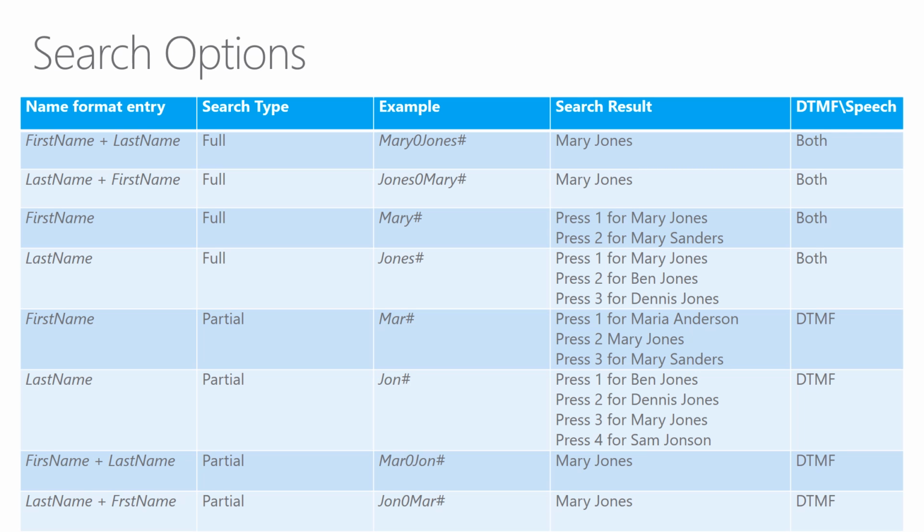So what are your search options? You can use both DTMF and speech. It will search first name and last name or first name, just the first, just the last, or partial searches. You can also do a partial first and partial last name, which is actually pretty nice to do. So Mar space John will get Mary Jones. Please note that any partial search can only be done by DTMF.